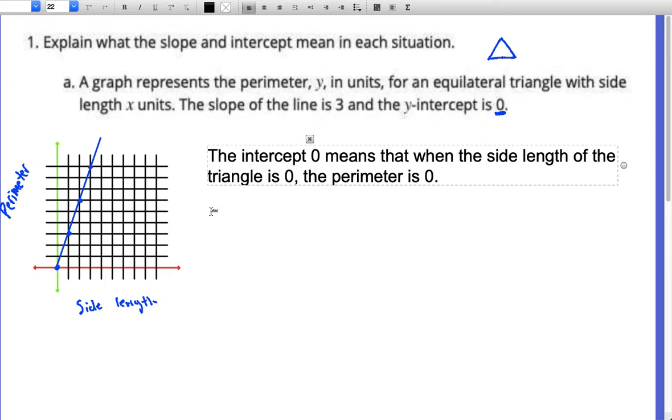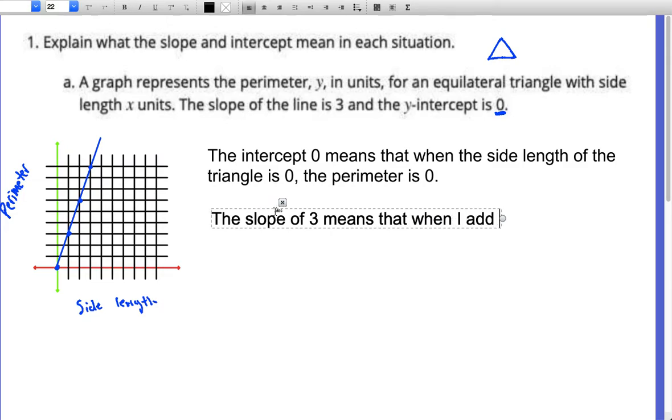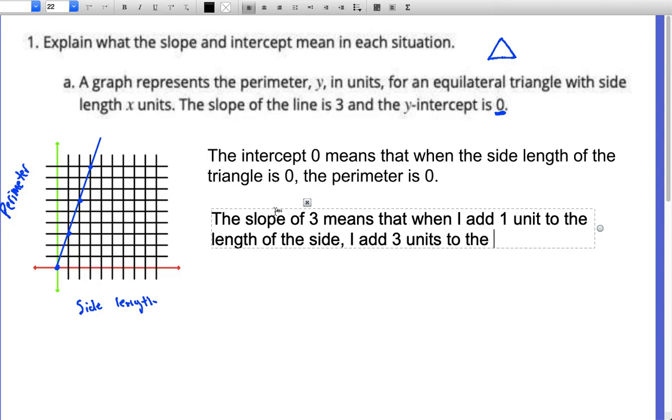All right? Then the slope of 3 means that when I add 1 unit to the length of the side, I add 3 units to the perimeter. Okay, so think about that for a second. If I have a triangle whose side length is 1 unit, then that means the perimeter of the triangle is 3. And if I go up 1 more unit on the side length, then the perimeter has to go up 3 more.